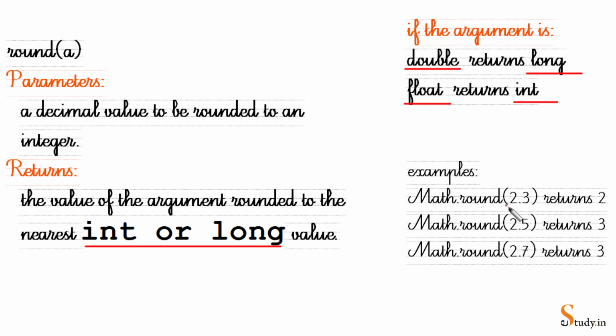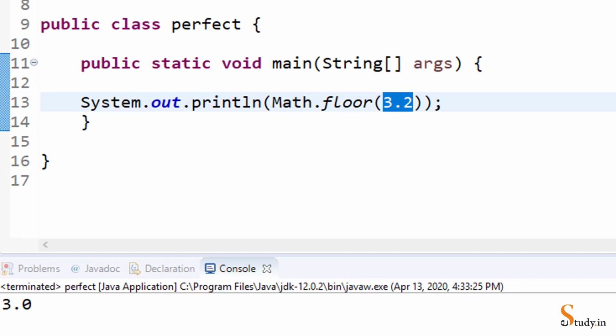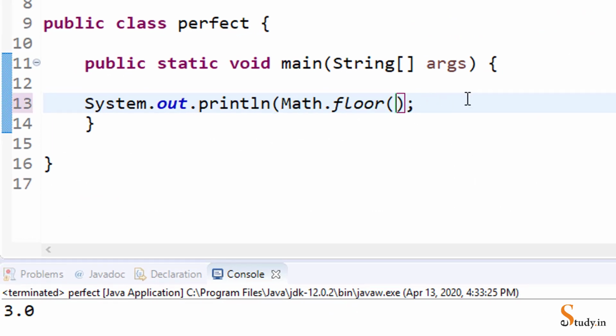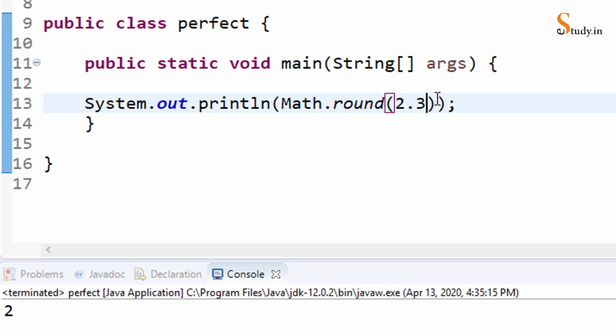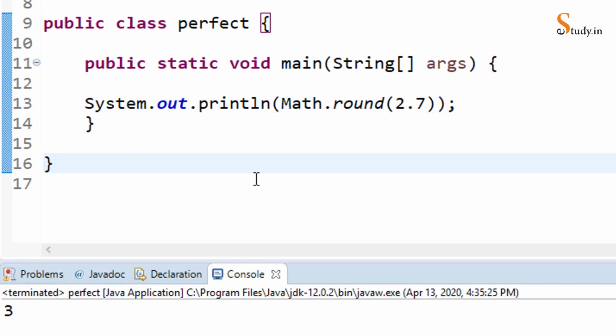So Math.round(2.3), because it is less than 0.5, returns 2. Again, 2.5 will return 3, and 2.7 will return 3. So let's try it out. Here we can try out Math.round, and we will write 2.3. When you write 2.3, you will get 2, and when you write 2.5, you will get 3, and when you write 2.7, you will get 3 again, right? So this is how it works.